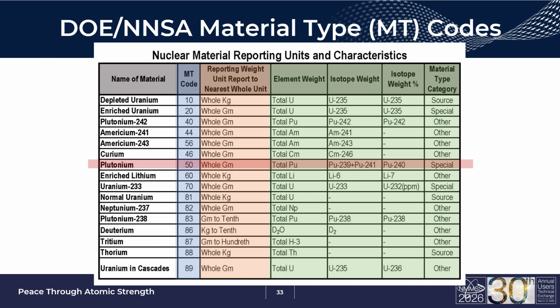For example, plutonium is listed as reported to NMMS using material type code 50, and the quantities will be interpreted to be in whole grams. Reported element weight represents the total amount of plutonium. The isotope weight is the amount of Pu-239 and Pu-241 in the total, and the isotope weight percent is the percentage of Pu-240 in the total plutonium.